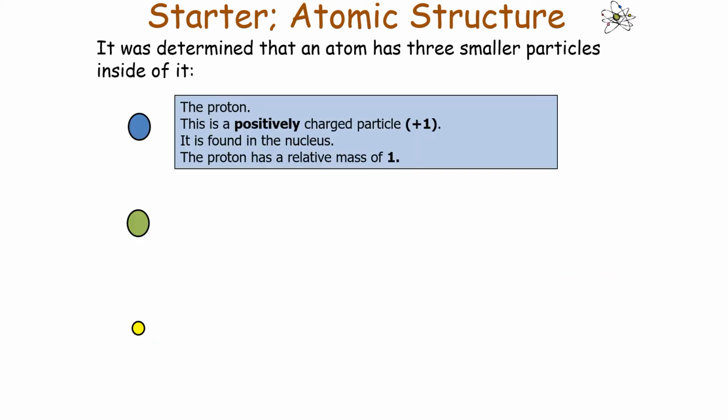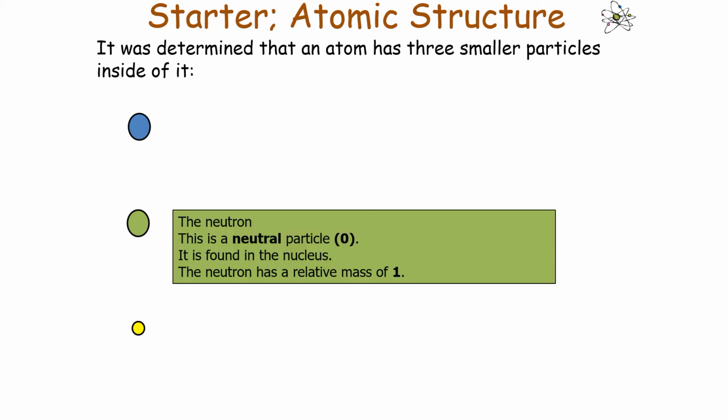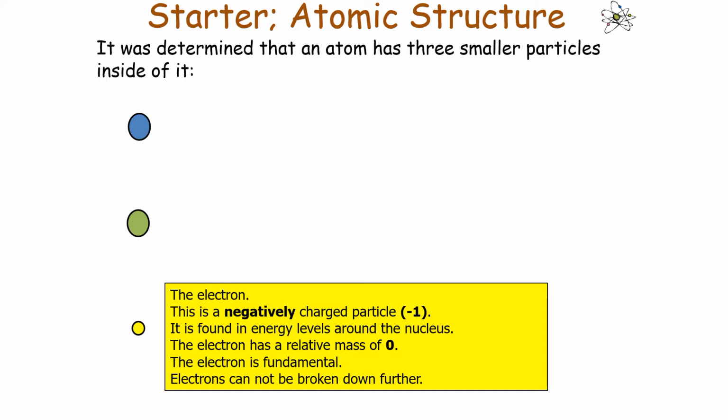Now it was determined that an atom had three smaller particles inside of it: the proton, a positively charged particle found in the nucleus with a relative mass of 1, the neutron, a neutral particle found in the nucleus with a relative mass of 1, and the electron, a negatively charged particle found in the energy levels around the nucleus, which has a relative mass of 0 and is fundamental, which cannot be broken down further.